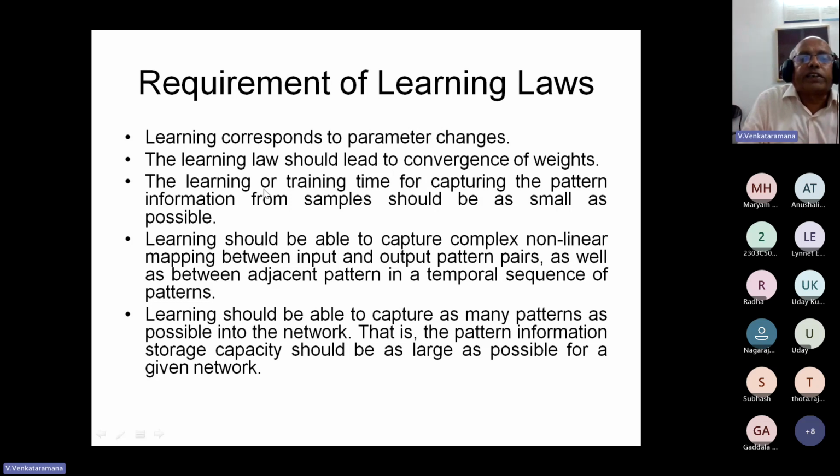The learning or training time for capturing the pattern information from samples, where samples means input patterns, should be as small as possible.